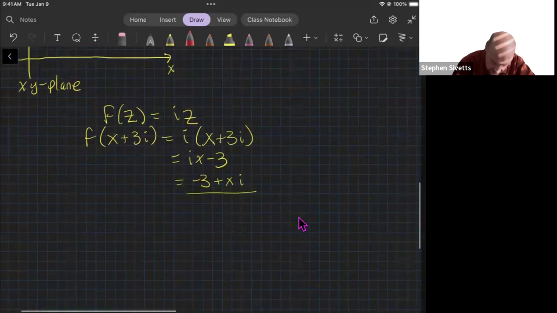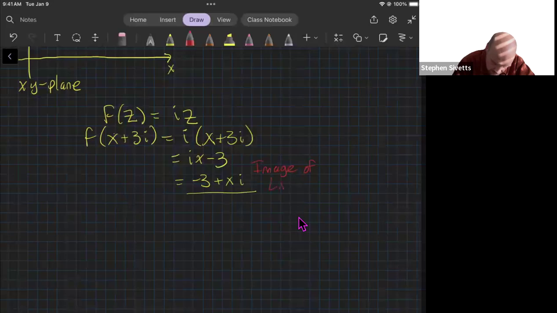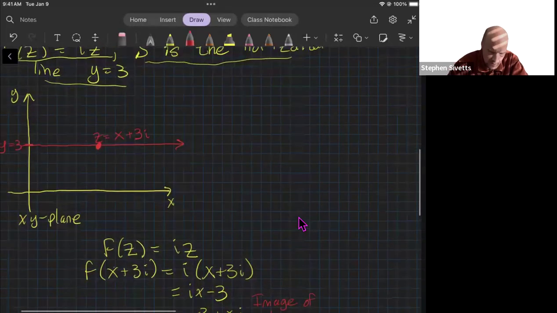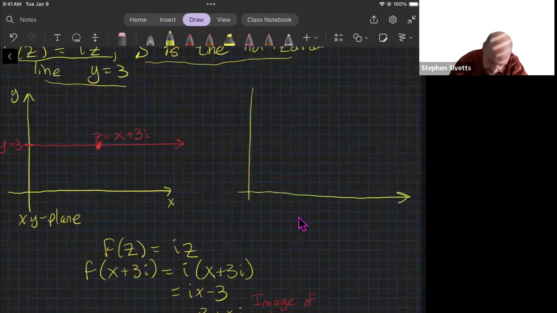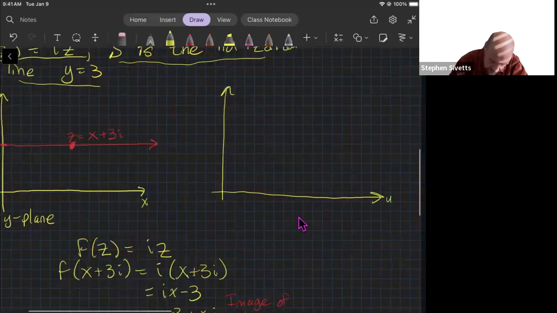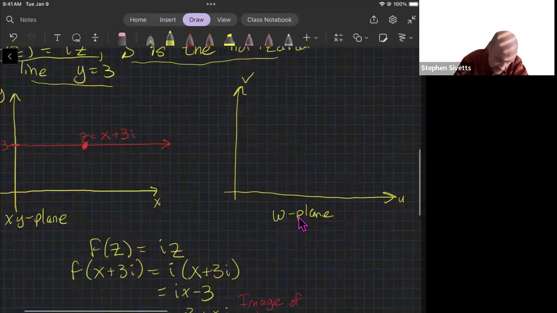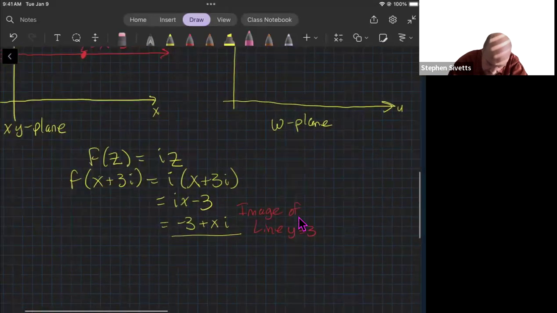This will encapsulate the image of the line y equals 3. In the uv plane, we'll call this the w plane, the image, so this is S prime now, will be the line x equals 3.